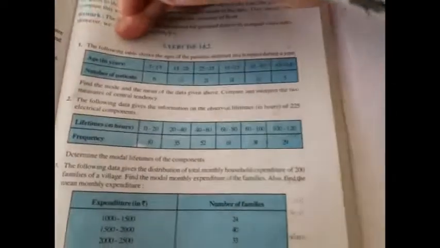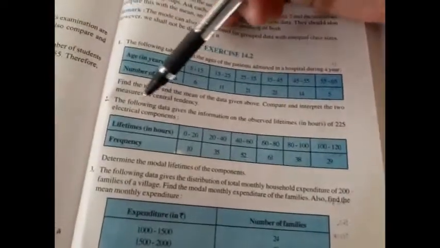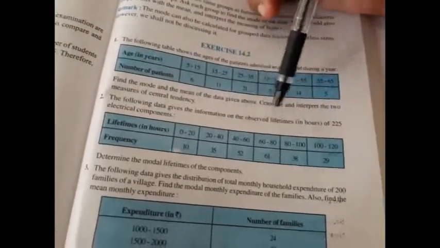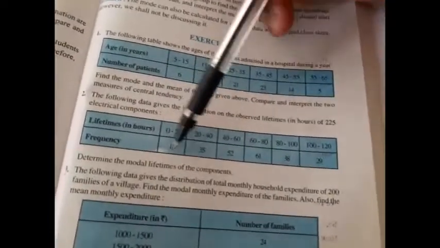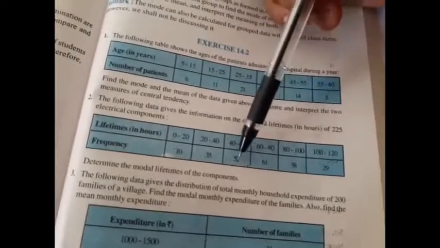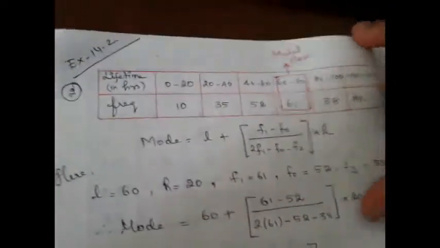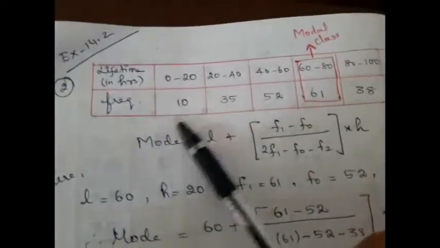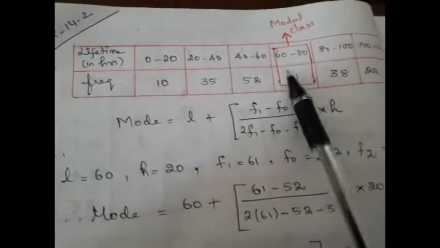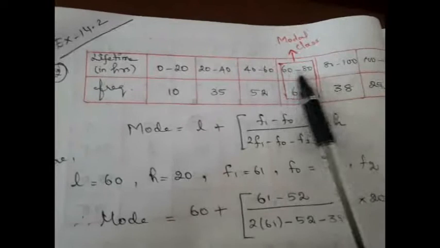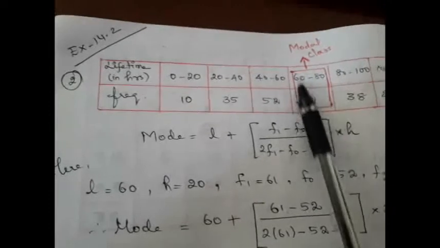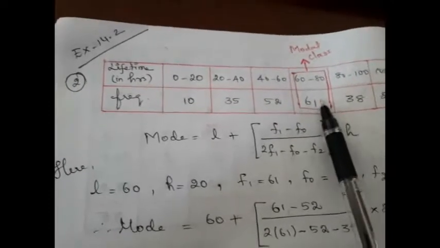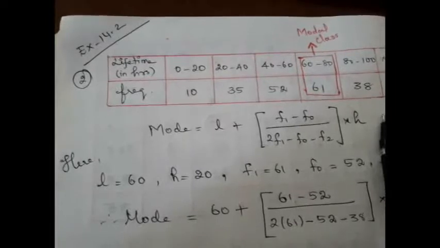Now let us see question number 2 in exercise 14.2. The following data gives the information on the observed lifetimes in hours of 225 electrical components. Determine the modal lifetimes of the components. Let us see how we can solve this. First we have to tabulate the question, and then as I told you, see which has the maximum frequency. 61 is the maximum frequency which belongs to the interval 60 to 80. So this will be our modal class.